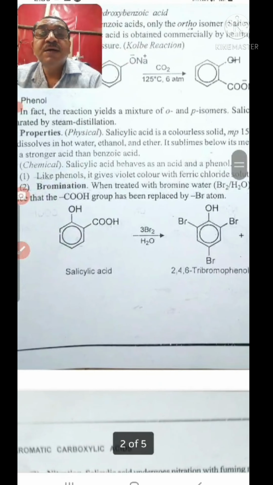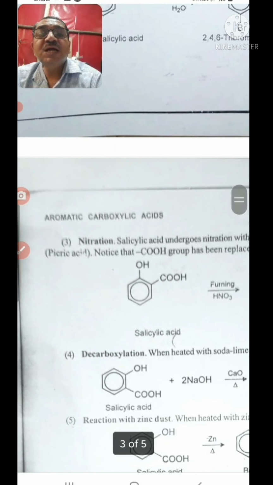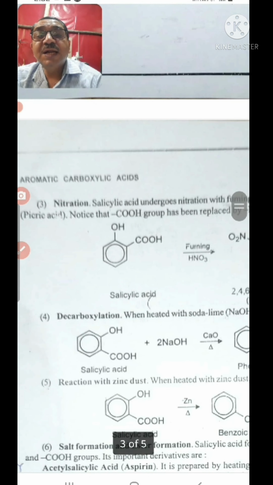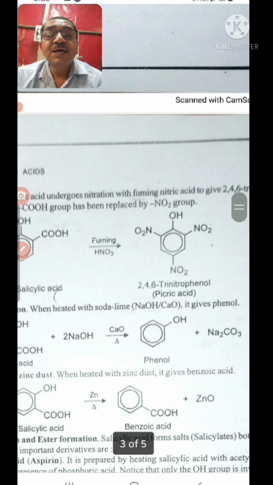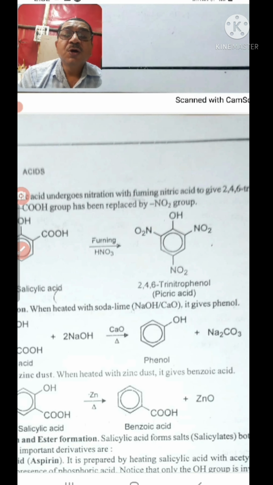orthohydroxybenzoic acid. So 2,4,6 tribromophenol is formed when we treat salicylic acid with bromine. So 2,4,6 trisubstitution is there, so the COOH group is replaced by a bromine atom. Now after this, the second reaction is nitration. When we treat salicylic acid with fuming nitric acid, we get the nitro substituted product, that is 2,4,6 trinitrophenol.